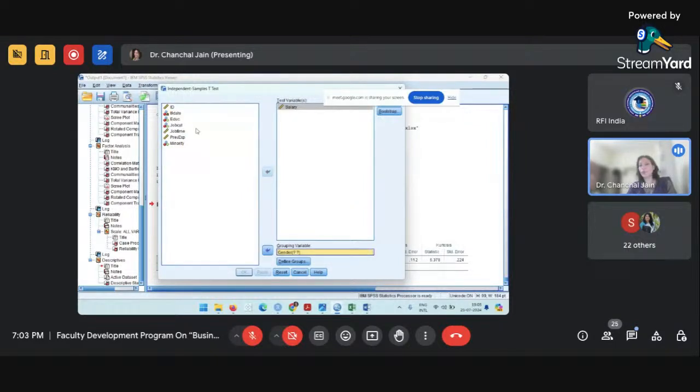I'm just telling you these things, and then you can click on Define Groups. Suppose 1 and 2 I have given, 1 for male and 2 for female, that I can define here. Accordingly, whatever values you have given, you can define that. You can click on Continue, and then you only need to click on OK. I'm not clicking on OK because I can see there is some problem with the data. I need to check what the problem in the data is. Once you click on the OK button, the output will be generated for you that you need to interpret.